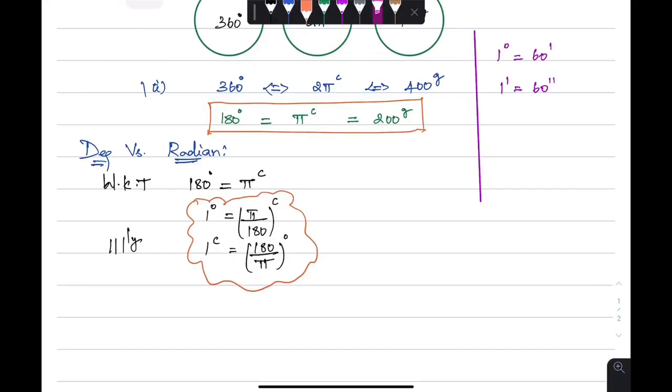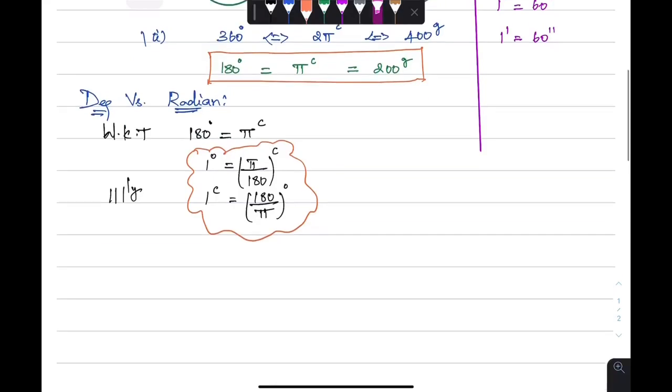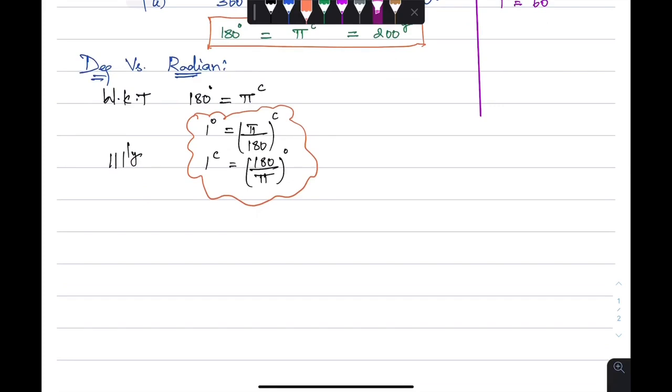Let's start doing problems based on this. While converting degree to radian or radian to degree, we need this conversion to do problems, children. Let's start with an example. Let's convert first degree to radians. Let's consider 18 degree. We are going to convert this.